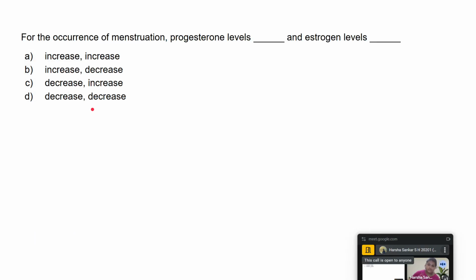Next question. For the occurrence of menstruation, progesterone levels and estrogen levels should dash. Both increase, increase, decrease, decrease, increase, decrease, decrease.